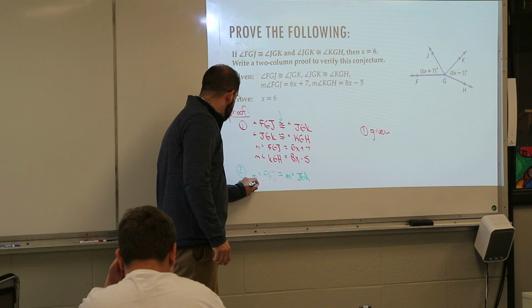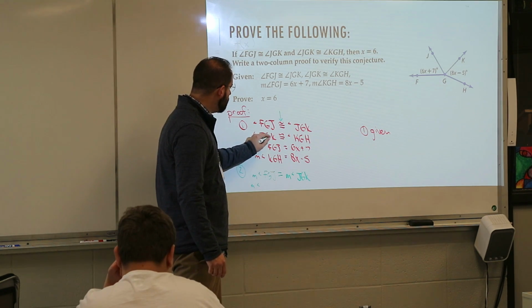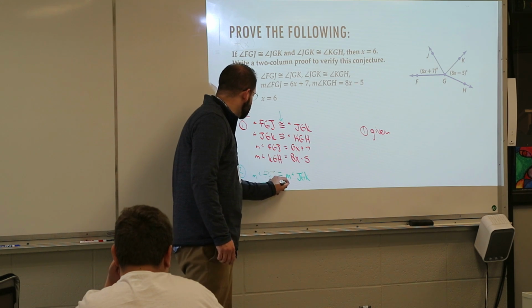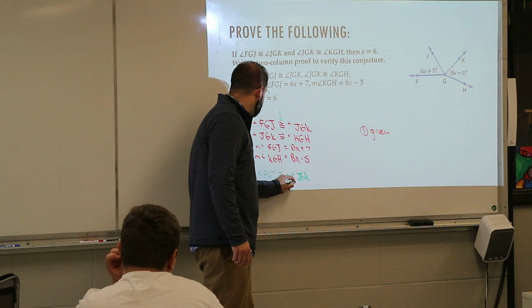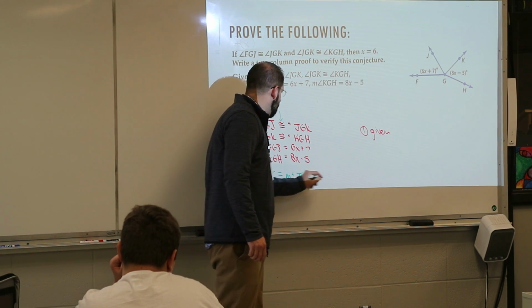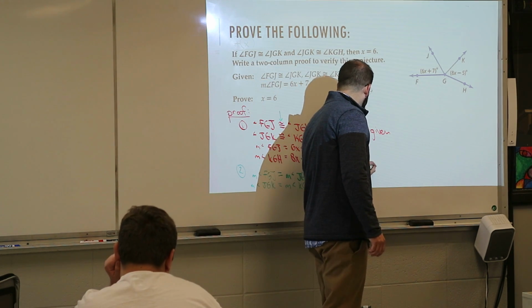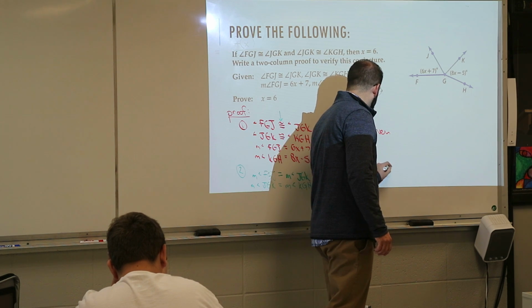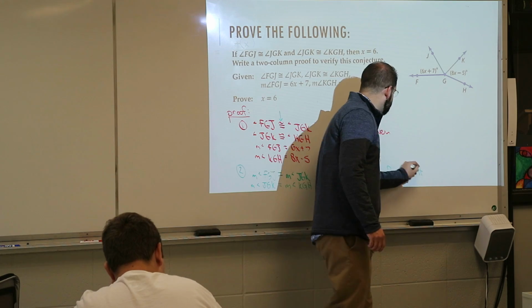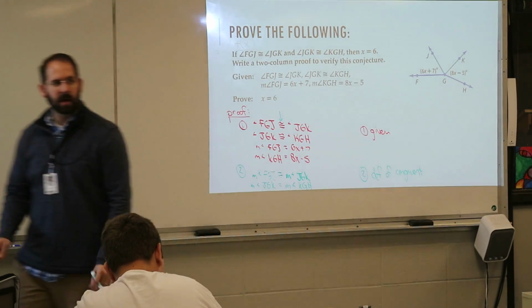The measure of this angle, JGK, should be equal to the measure of angle KGH. And the whole reason why I'm allowed to do that, that is the definition of congruent. Congruent means equal in size, shape, and measure. So those angles are equal in measurement.